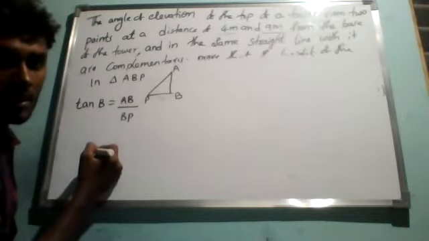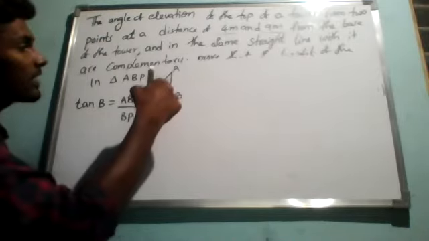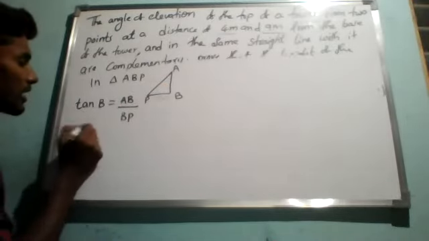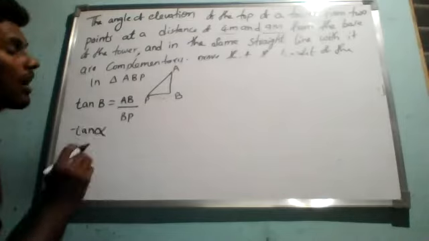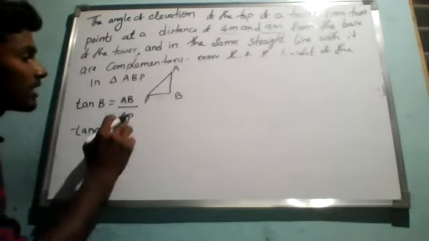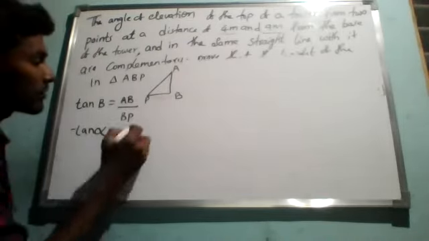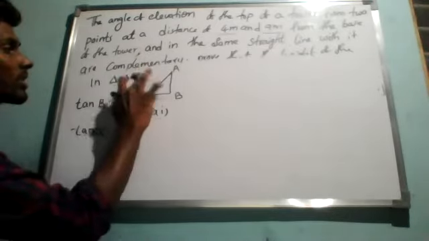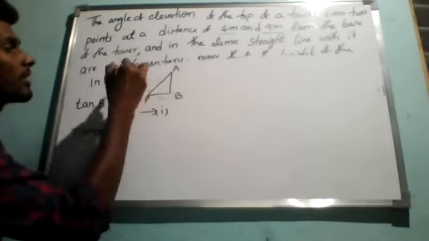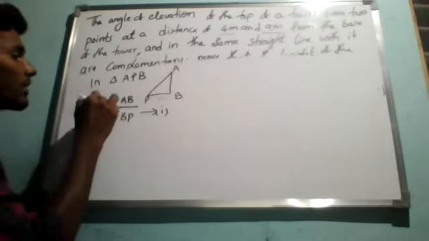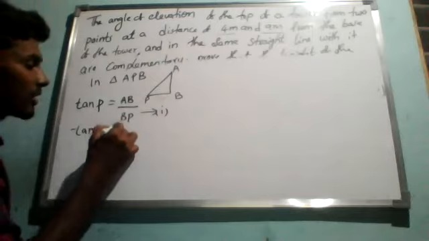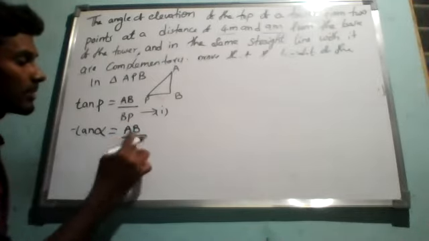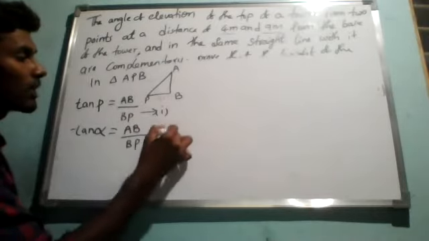So I will write it tan B. So what is the angle of this one? This APB, tan beta equals tan alpha, which is equal to AB by BP. Let me imagine this is 1. So here, tan alpha is equal to AB divided by BP, which is equal to 1.